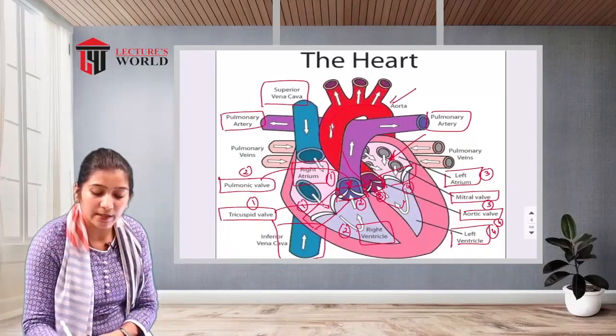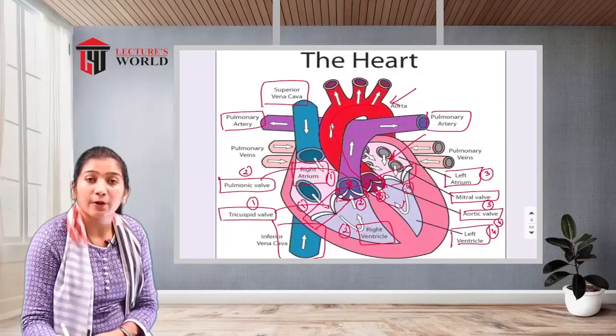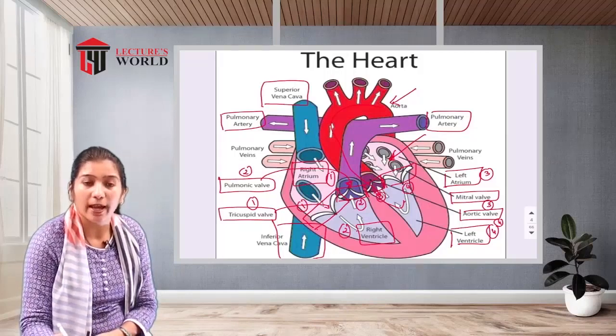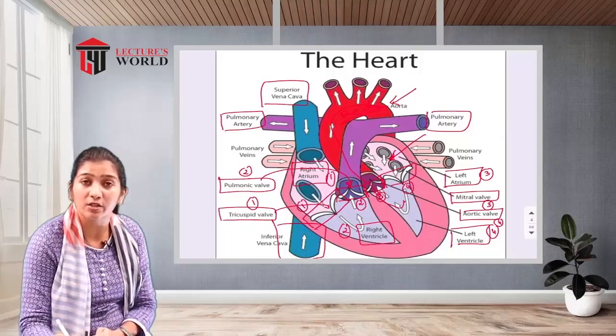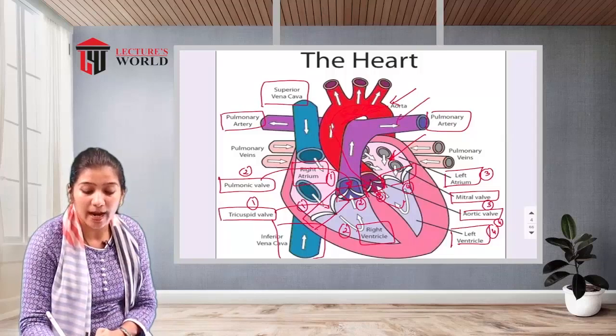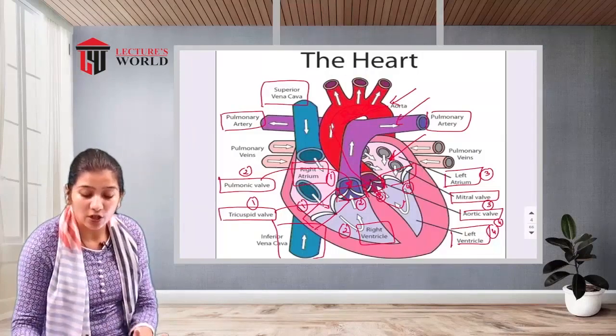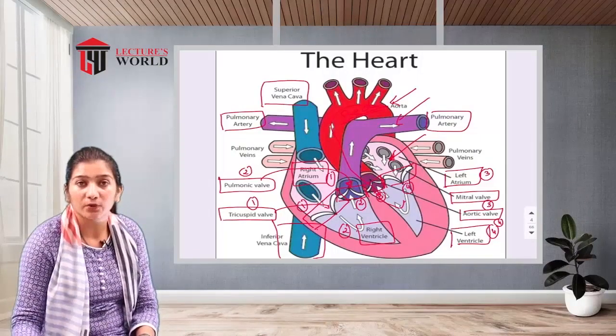So you can see the red color, that is the aorta, the arch of the aorta, and the aorta is collecting the oxygenated blood. That's why they have shown the red color. Red color means oxygenated blood, and the pulmonary artery is carrying the deoxygenated blood, so that's why they have shown the light purple color. So that's all about the parts of the heart.